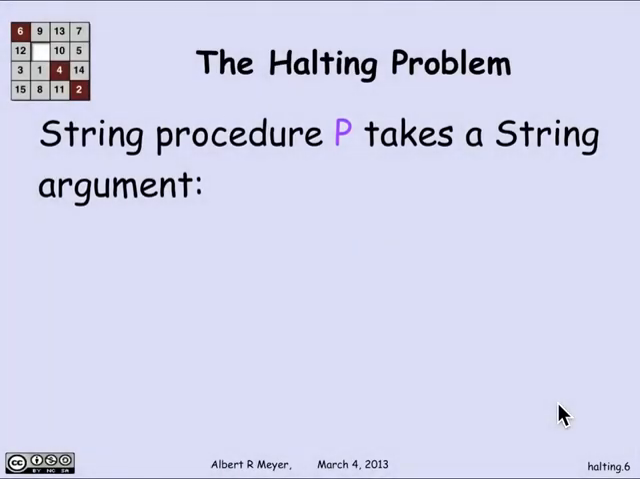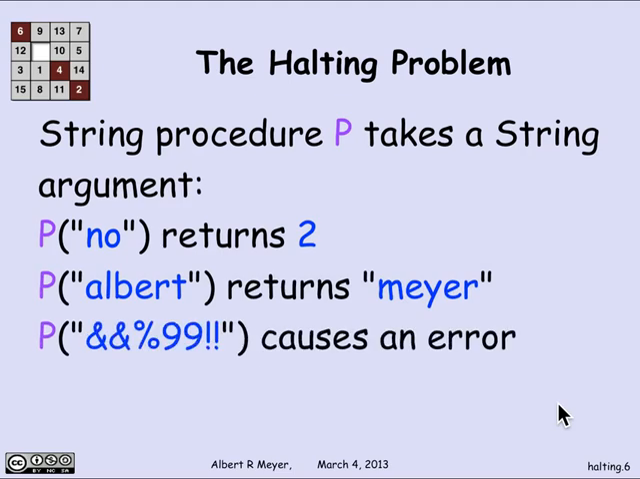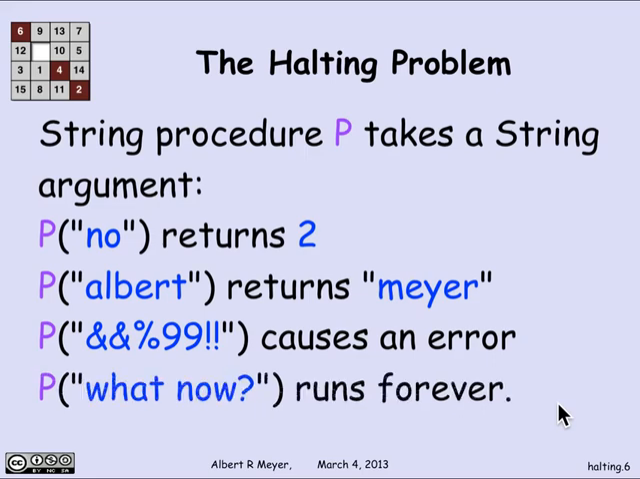Let's look at that in more detail. So let's think about string procedures, because we're thinking about procedures being represented by ASCII strings. So let's think about procedures that take a string argument. An example of a procedure P might be that when you apply P to the string "no", it returns 2. When you apply it to the string "Albert", it returns "Meyer". When you apply it to this string of weird symbols, that causes an error, and you apply it to the sequence of characters "what now", and it actually runs forever. These are just illustrations of the kind of behavior that some weird string procedure might exhibit.